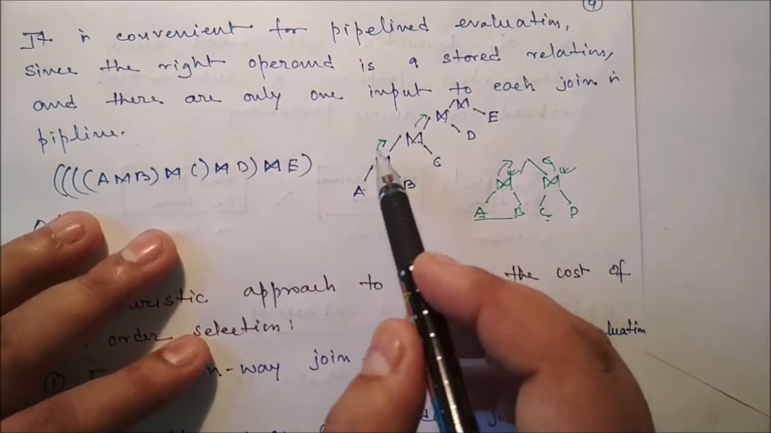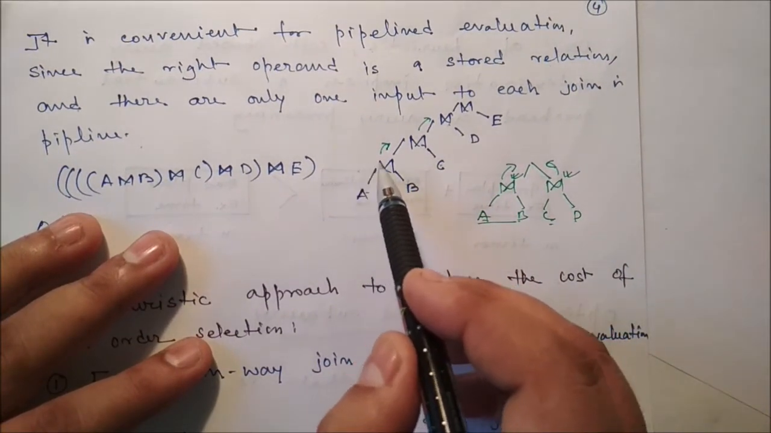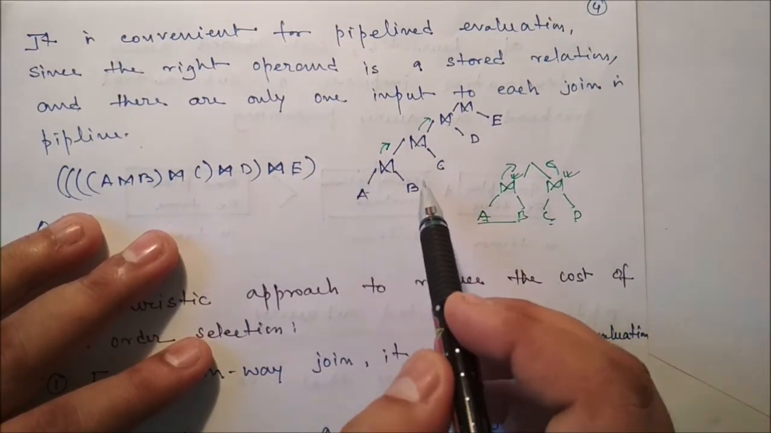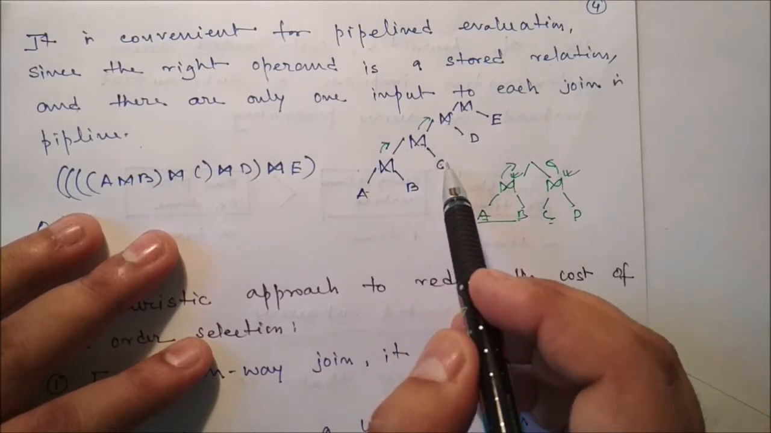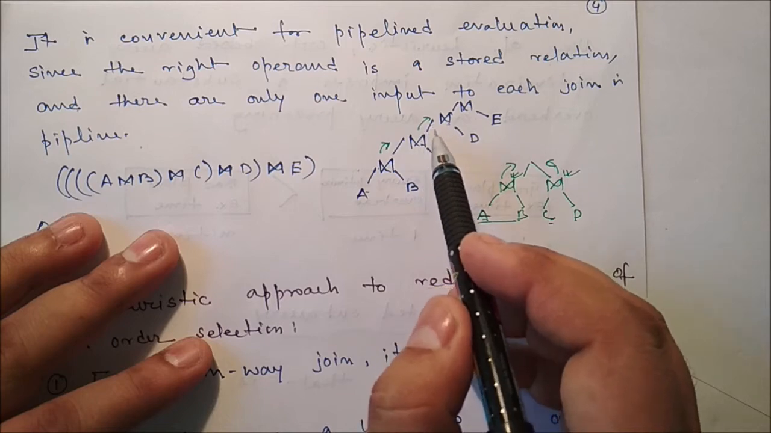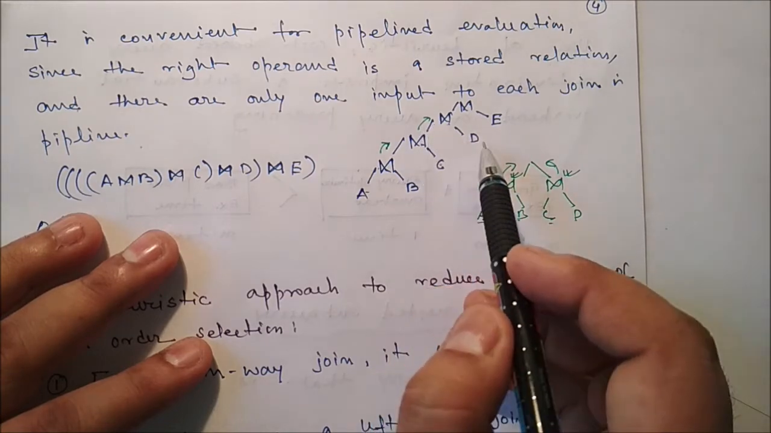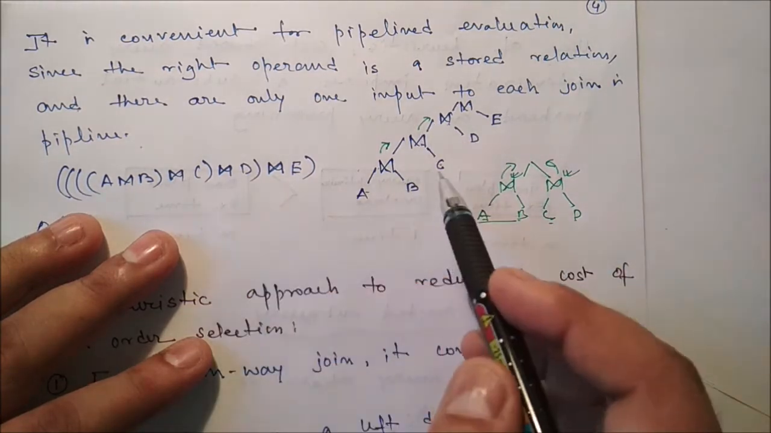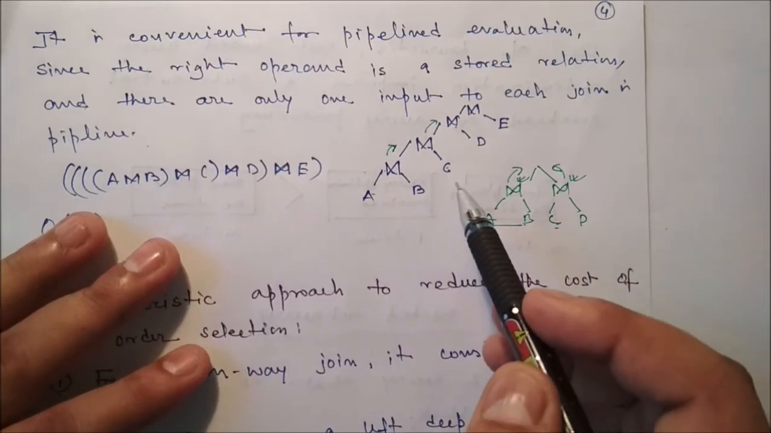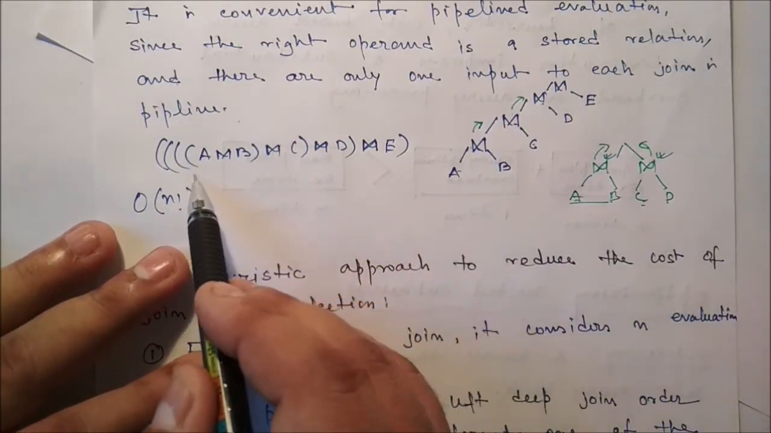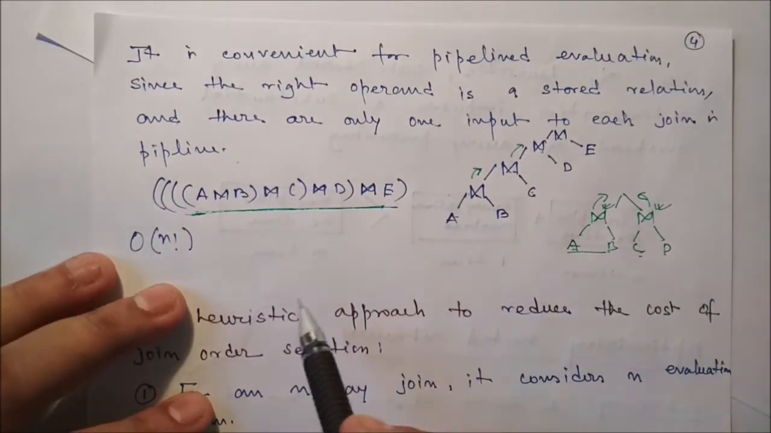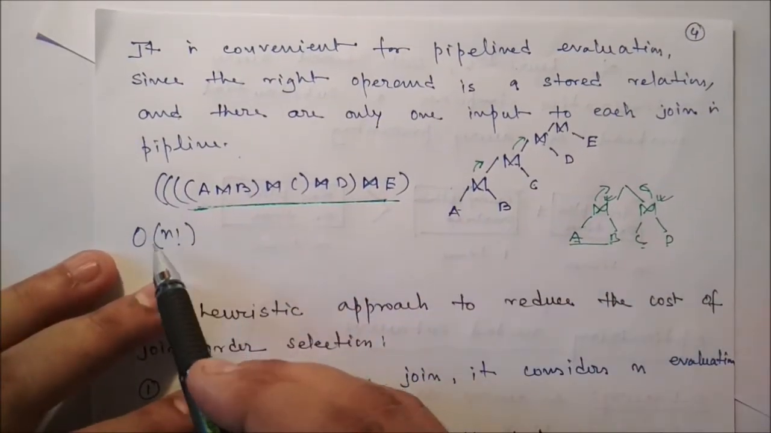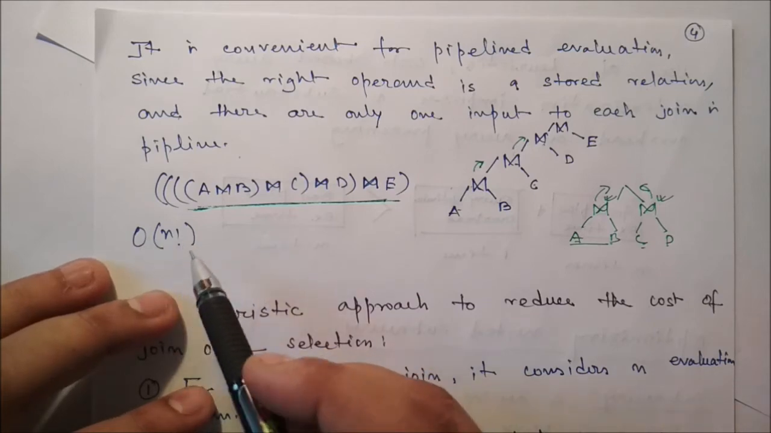But here, we have to store only this particular part. So here you have to store the intermediate result after this join, and you have to take C from the outside, from the hard disk. The intermediate result from this, you have to take D from the outside. So if you use this one, you need a smaller amount of buffer memory. And this is nothing but our left deep join, as we just explained. To execute this one, we need Big O n factorial complexity.